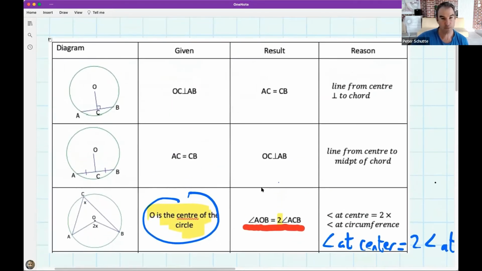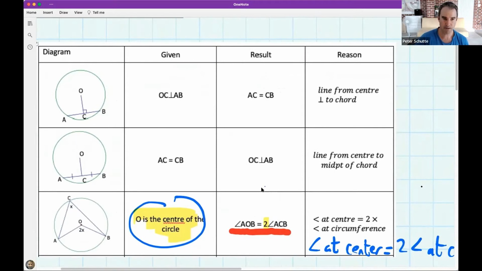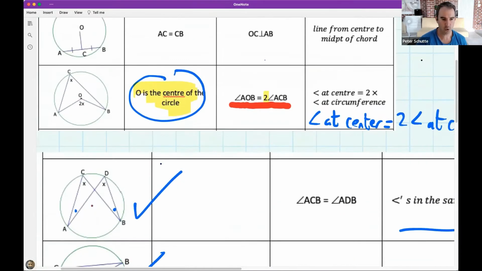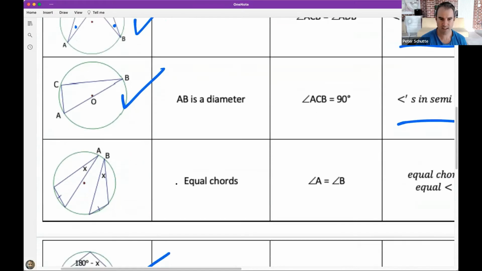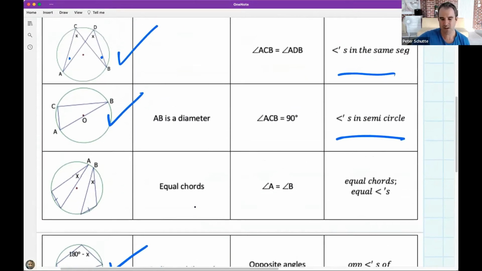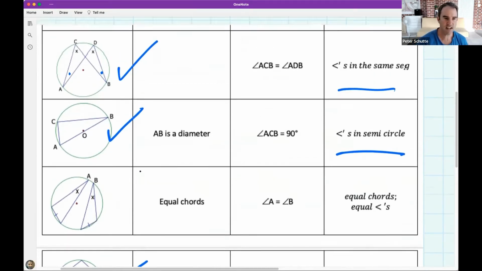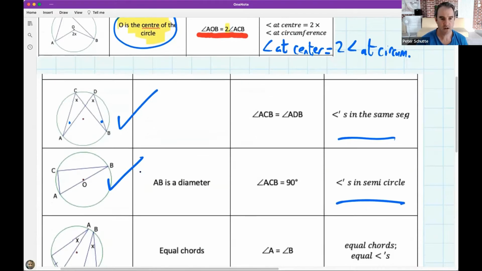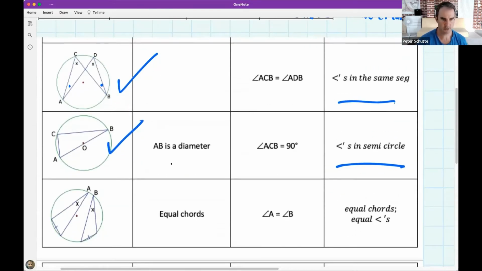But there's a little bit of a problem too. The problem is I haven't spoken to you about these first two over here. So I want to talk a little bit about these. And I also want to talk about this one over here called equal chords. So I'm going to start the lesson by just showing you a little experiment or a little example. So I think once we've done those three, we've covered two of the big sections in circle geometry.